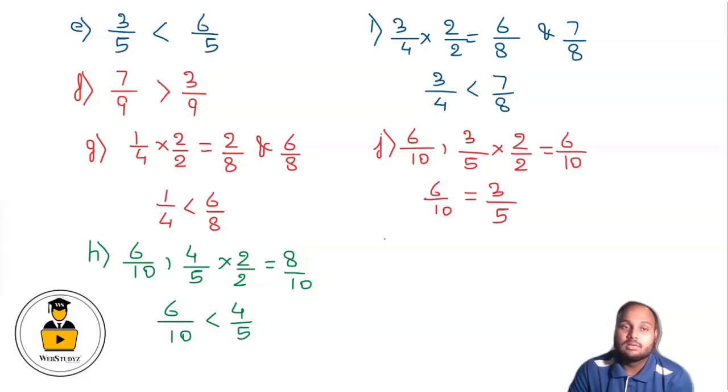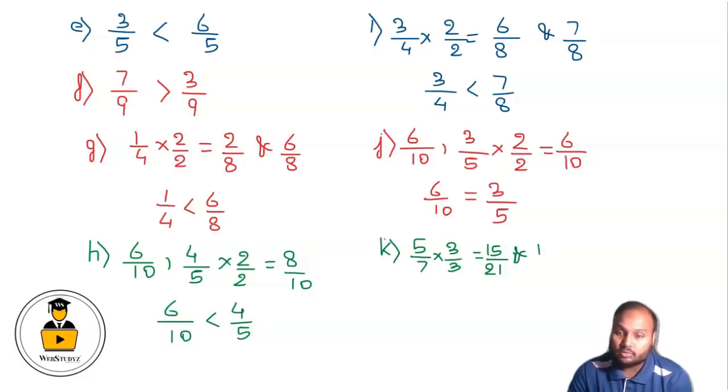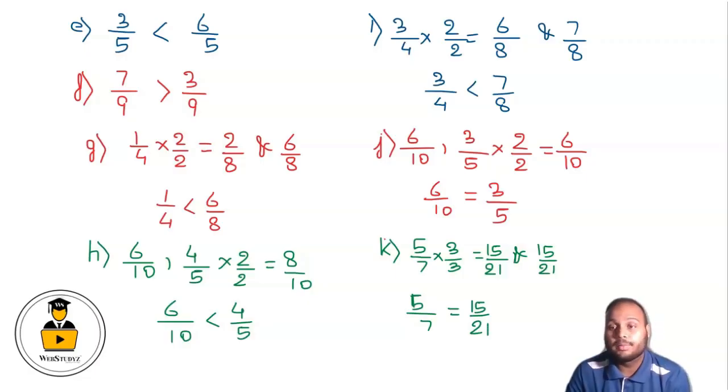The last part is K. In the K part, we have 5 by 7 and 15 by 21. If we multiply 5 by 7 by 3 by 3, we get 15 by 21, and the second number we have is 15 by 21 only. Fine. So from here, we conclude that 5 by 7 is equal to 15 by 21. In this question, we use the concept of fractions and comparison of fractions. So I hope you understood this question, and thank you.